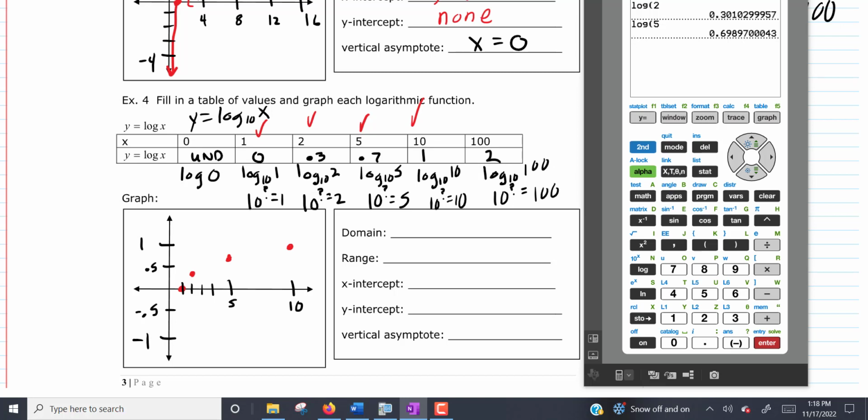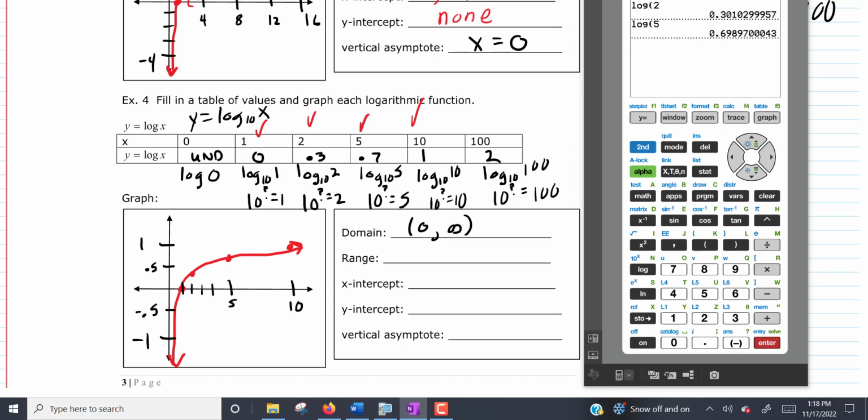So the graph is going to have the same shape as the previous example did. It will look something kind of like that. And then it will not touch the y-axis. It will just approach the y-axis like that. Okay? So the domain has got to be a positive number. Your domain is 0 to infinity because you can only do a base 10 log of a positive number.